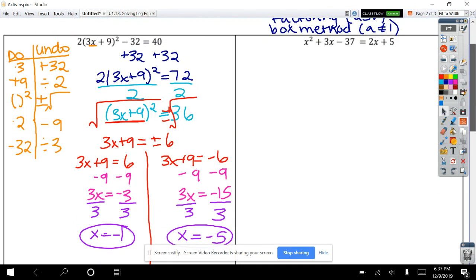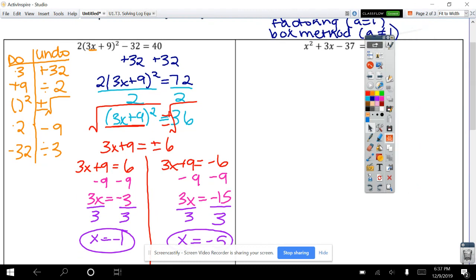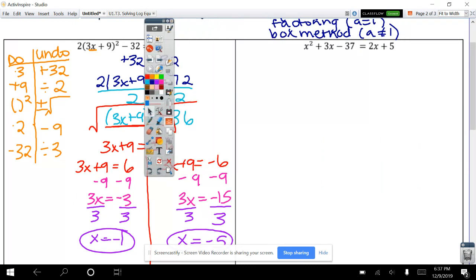All right, time to go on to the next one. I've got x squared plus 3x minus 37 equals 2x plus 5. Well, I need to think about what are my methods. Well, first, can I use square root method? The answer would be no, because I've got x's all over the place, and I wouldn't be able to easily isolate it. So I'm thinking I'm going to have to use factoring.